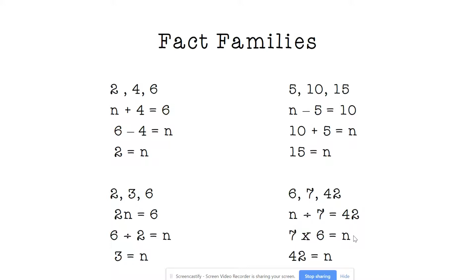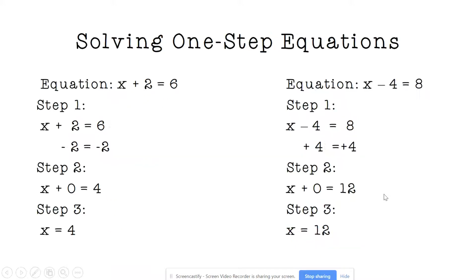In the next one, we're going to be looking at step by step on how to solve them. In the equation x plus 2 equals 6, step number 1 is to look at the opposite operation to leave that variable by itself. So the opposite operation of addition is going to be subtraction. So we subtract on both sides to have a balance in that equation, because what we do on one side, we do on the other side.